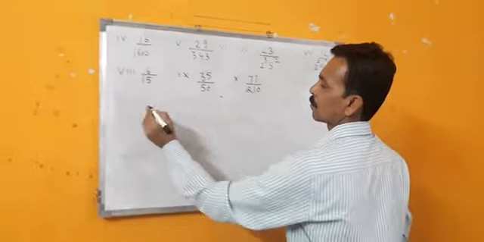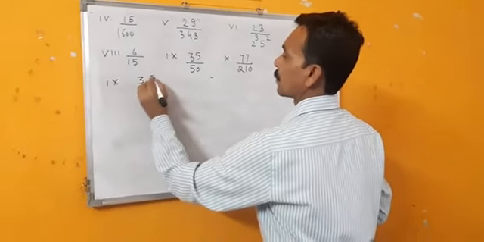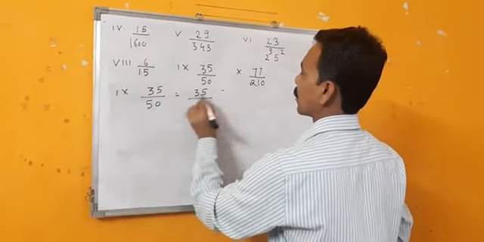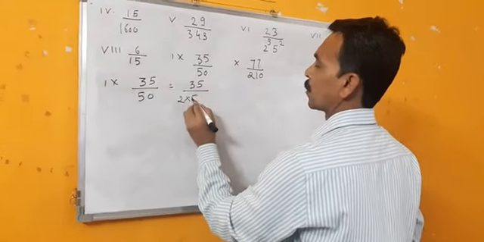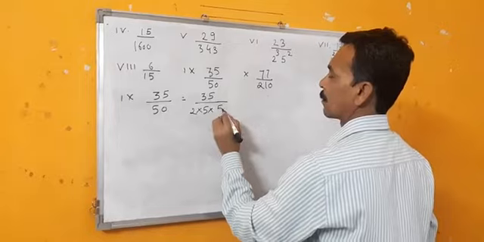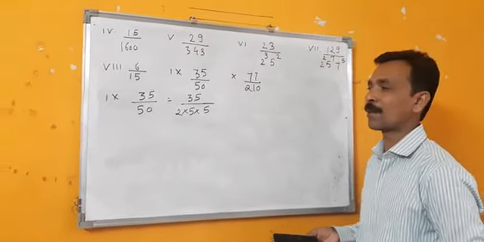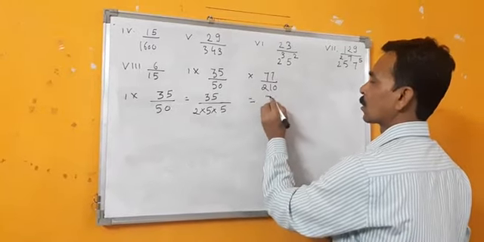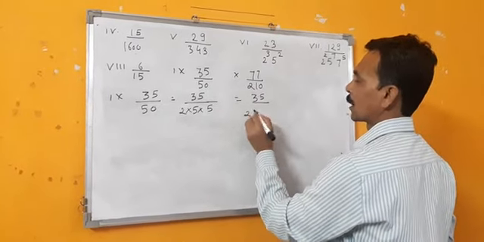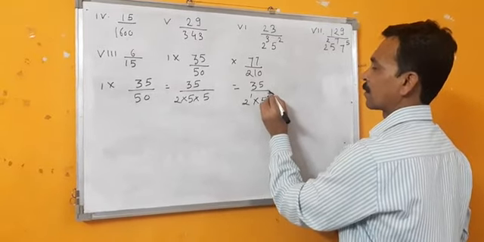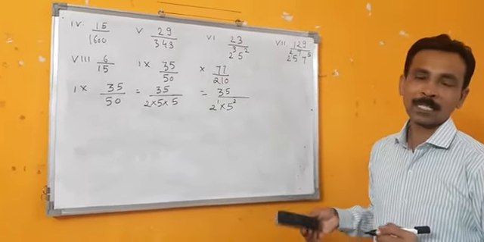Now you go on the 9th sum. What is the 9th sum? 35 upon 50. I will write 35 upon 50. 2 into 5, 10. 10 5s are 50. Is the denominator of the form 2 raised to n into 5 raised to n? Yes. Is equal to 35 upon 2 raised to 1 into, this is what? 5 square. Clear?